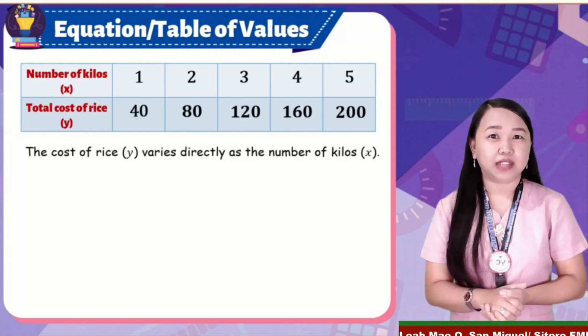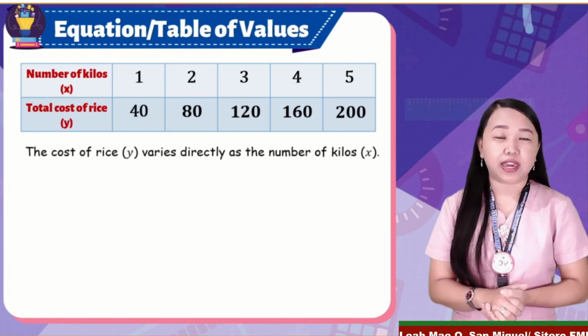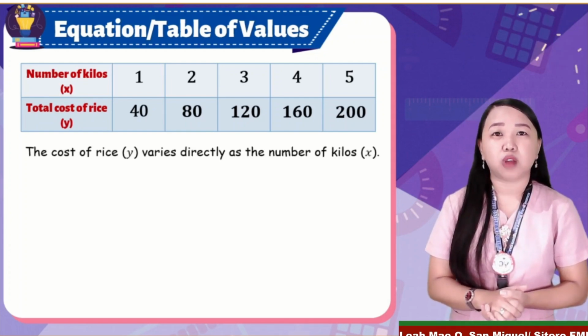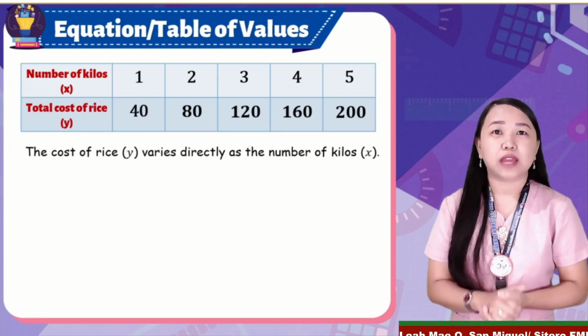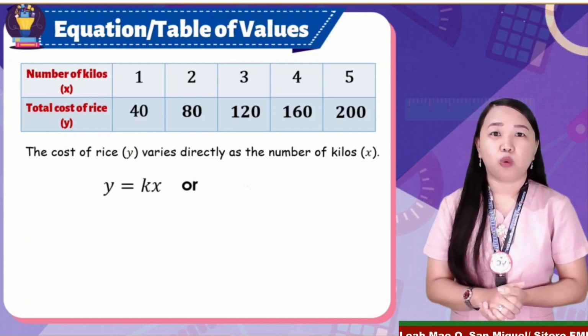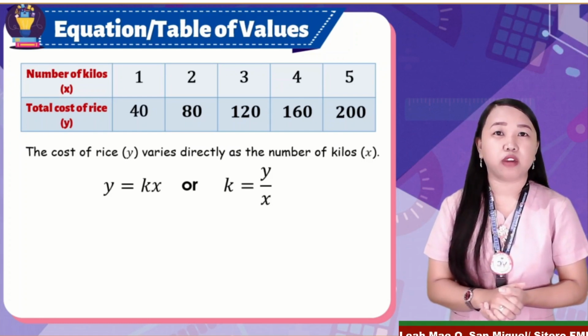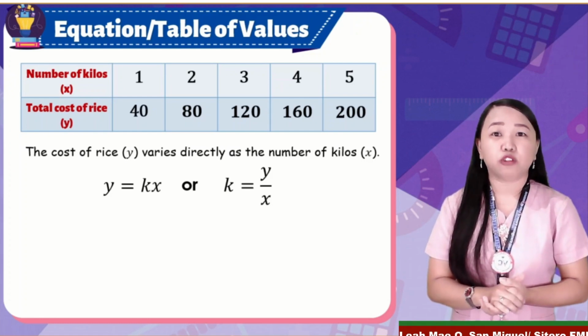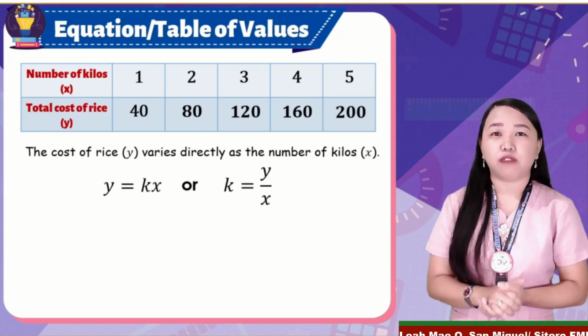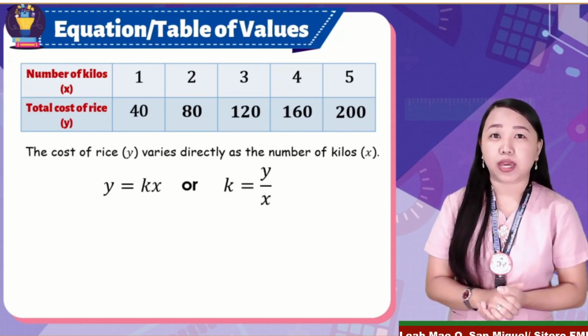The statement, the cost of rice y varies directly as the number of kilos x can be translated as y is equal to kx or k is equal to y over x. We could find the constant of variation or k by dividing the value of y by x.